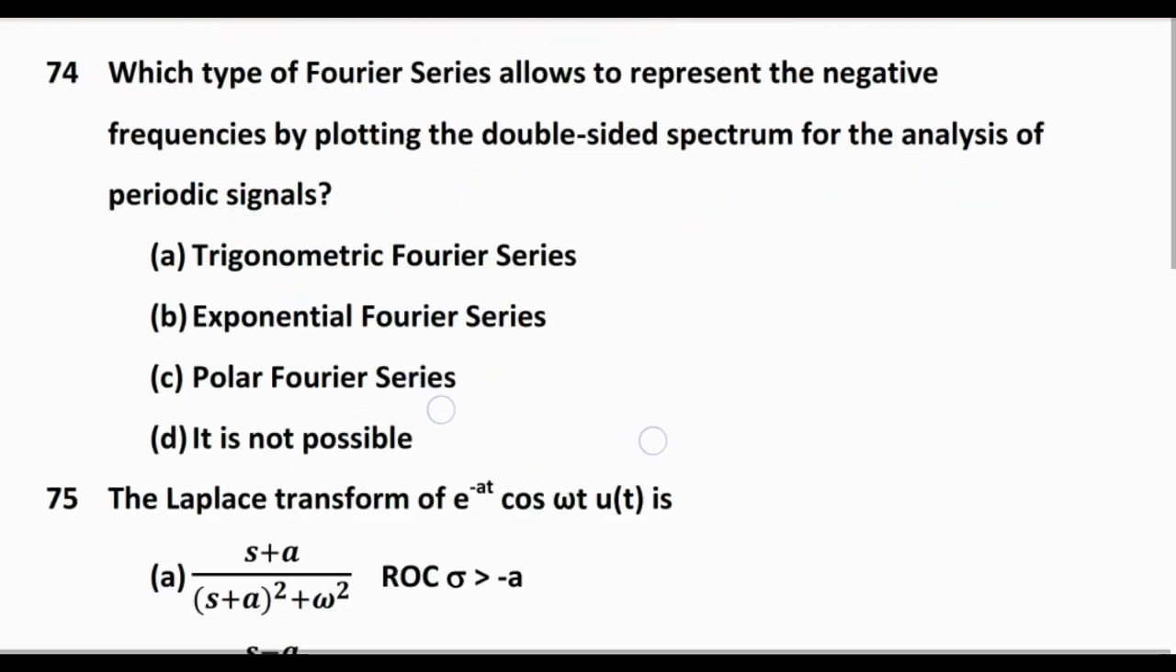Next question is, which type of Fourier series allows to represent the negative frequencies by plotting the double-sided spectrum for the analysis of a periodic signal? So here this is the exponential Fourier series, because in the case of Fourier series there are different forms, trigonometric also present and polar form also present. So the exponential Fourier series satisfies this requirement.